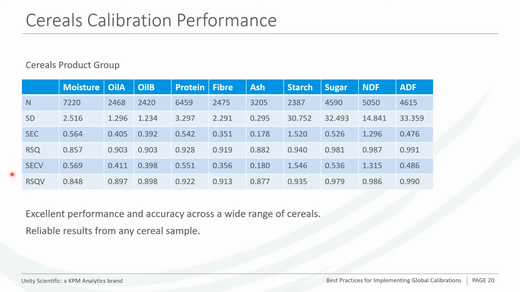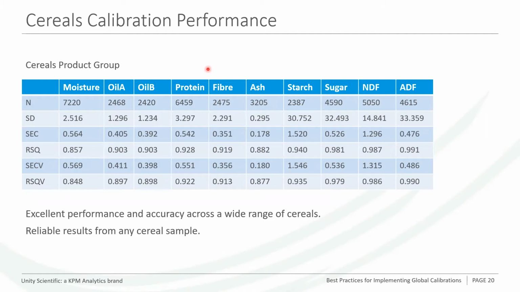Really, I think a better way to evaluate these is cross-validation. It approximates an independent validation set. So we've got a standard error of cross-validation and an R-square of the validation set. If you look across this at the number of samples that are included, and you look at the statistics, you can see that we've got fantastic performance across all of these parameters.